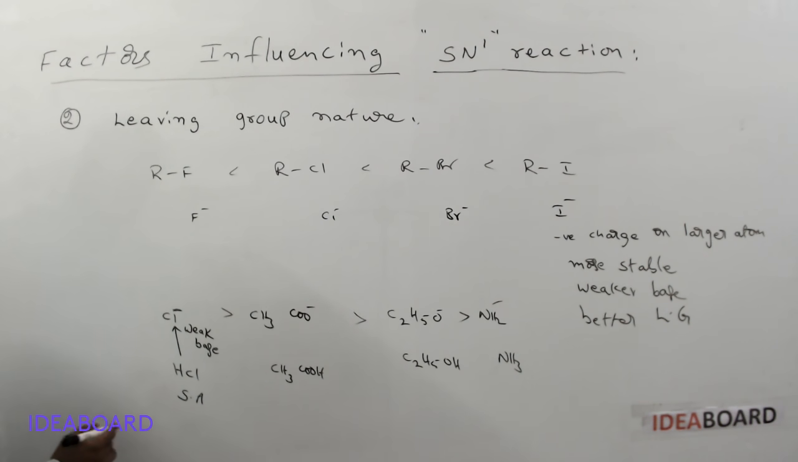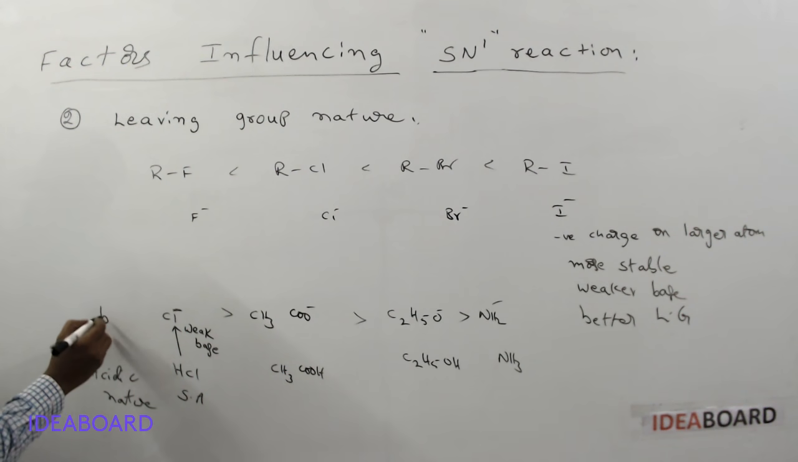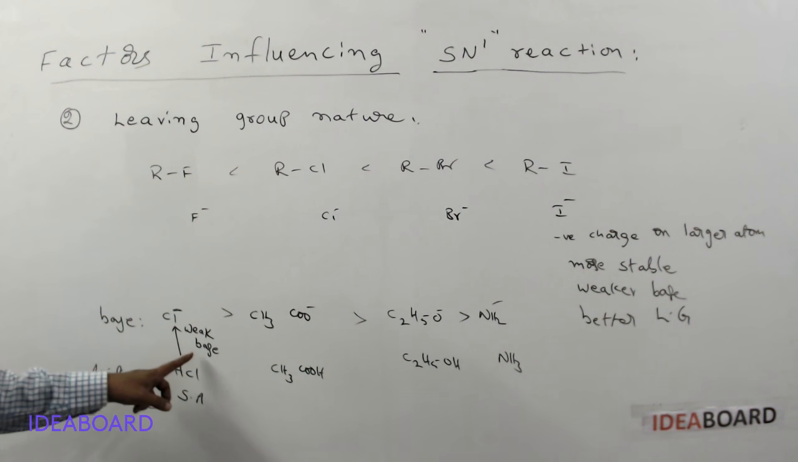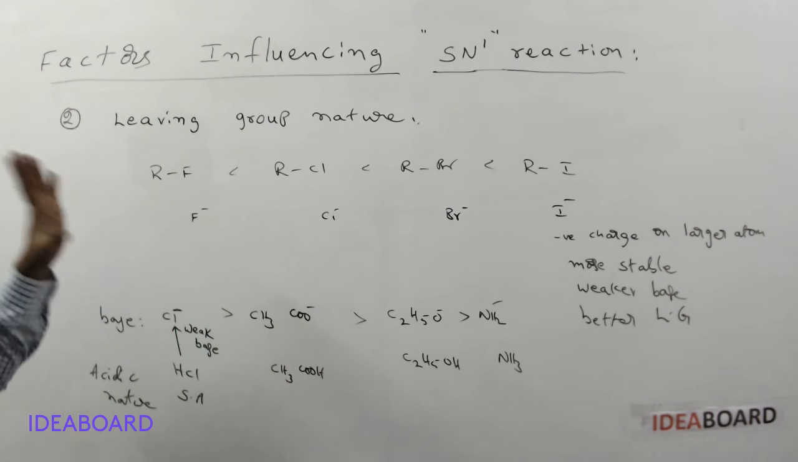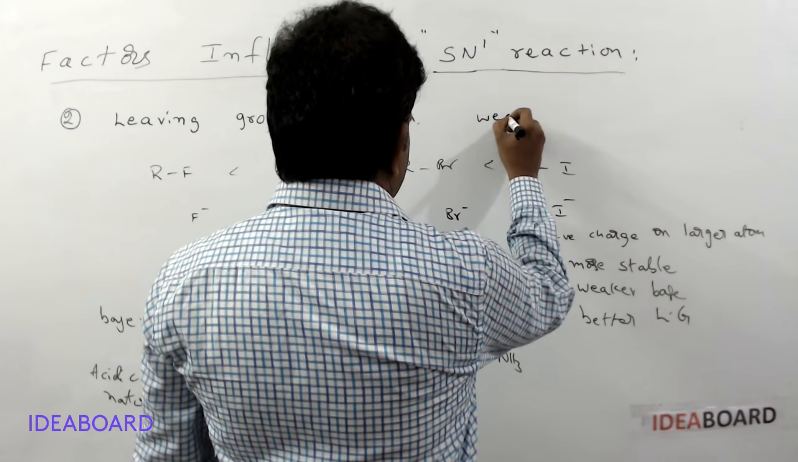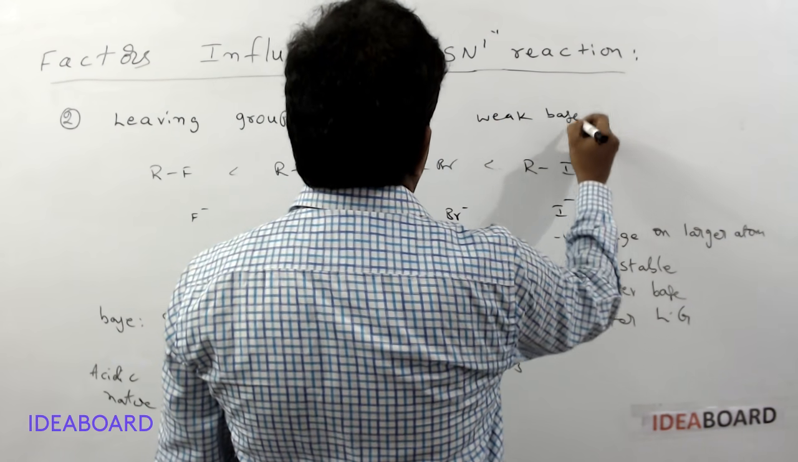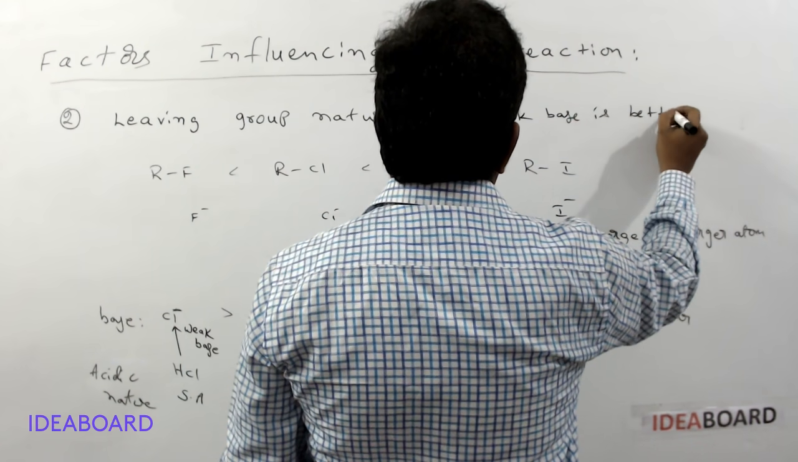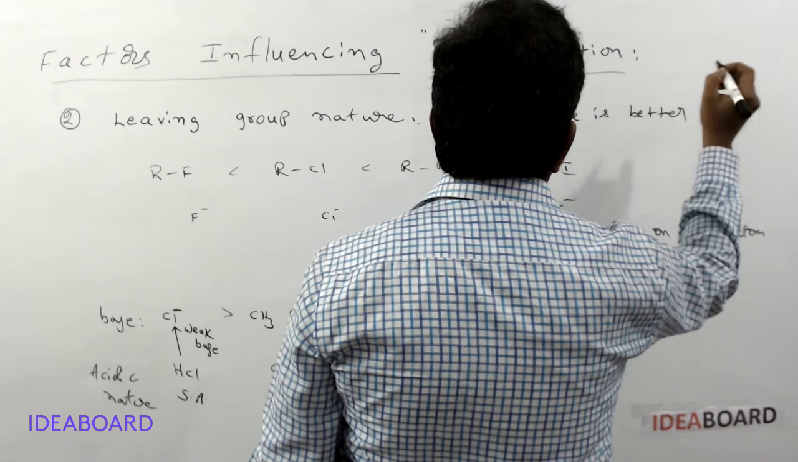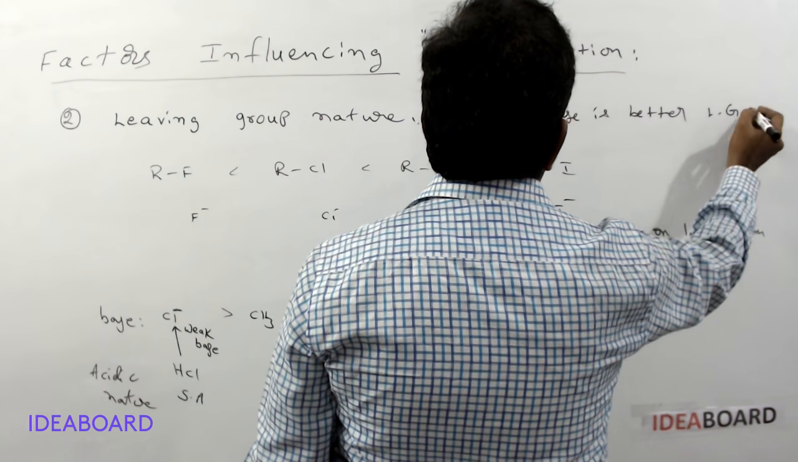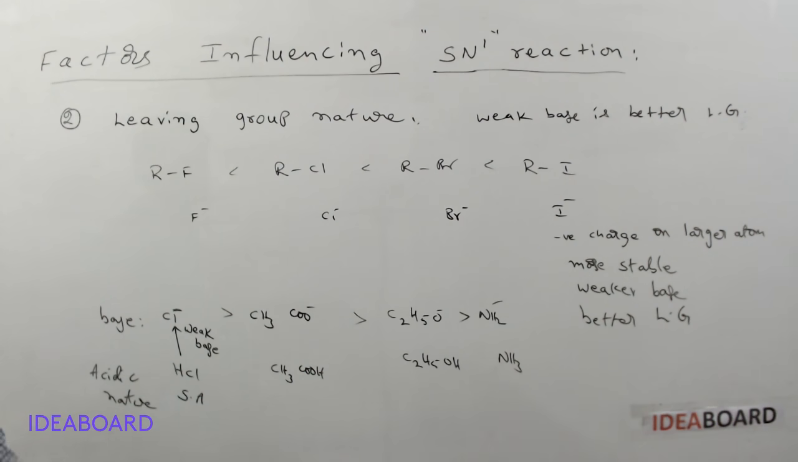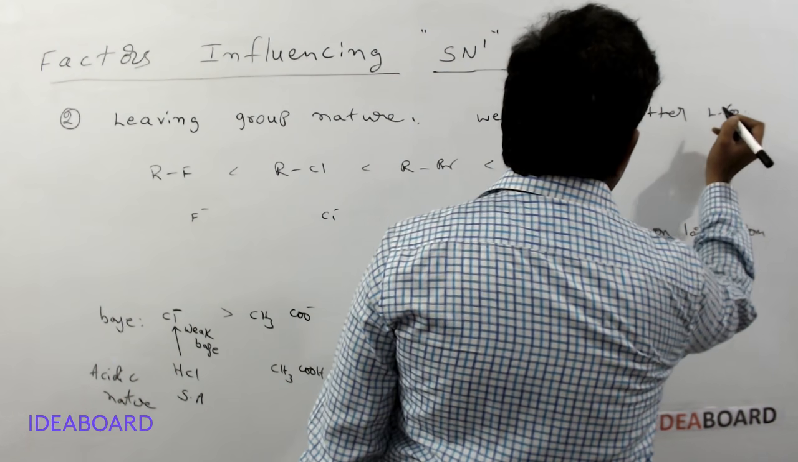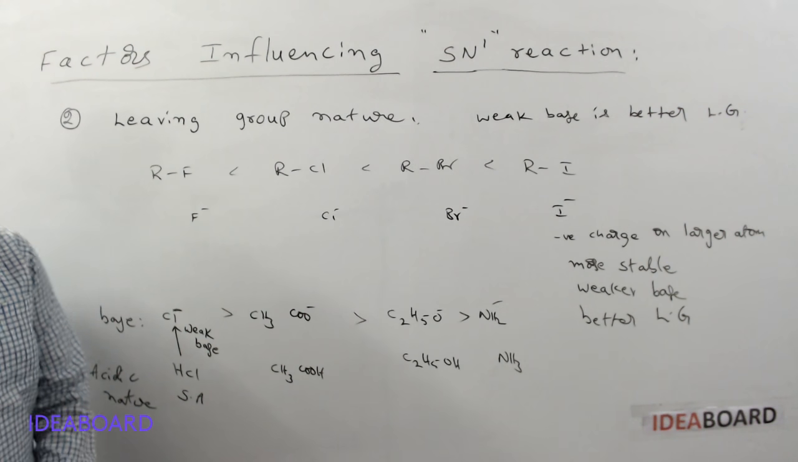This is the acidic nature order, and this is the base strength order, or basic nature order. This is a weaker base, and a weaker base is always a better leaving group. Please remember, a weak base is a better leaving group. Always, very, very important. A weak base is always a better leaving group.